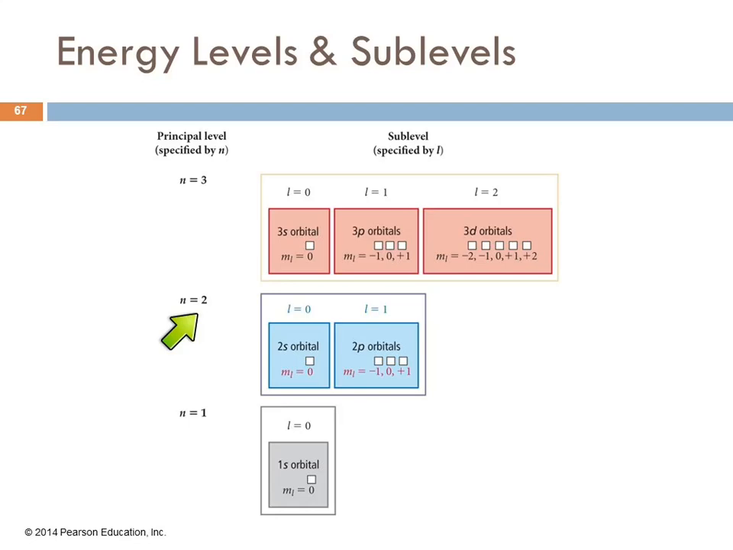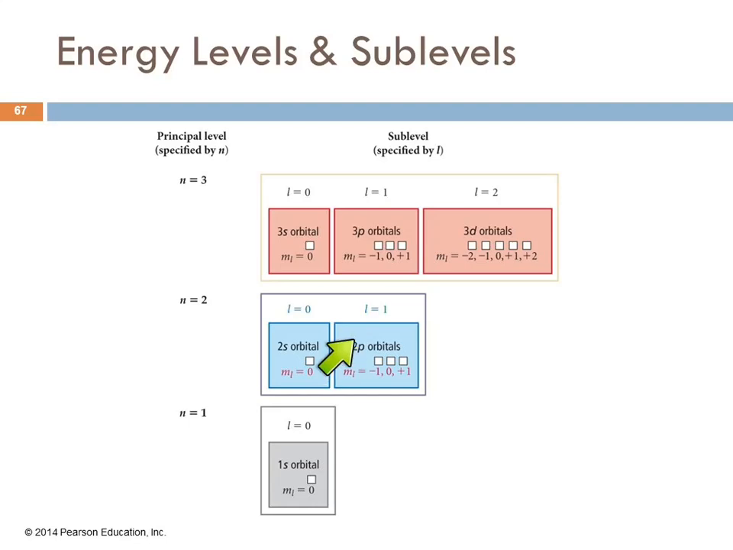Going up to n equals 2, for L equals 0, that's an s orbital. That's what L equals 0 means. And when L equals 0, m sub L can only equal 0. There's one orbital here. When n equals 2, L can also equal 1. L being equal to 1, we call P, right? Why don't we just call it L equals 1? Well, because that would be too easy.